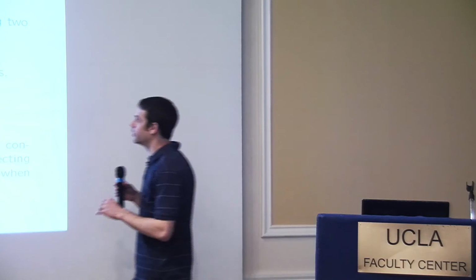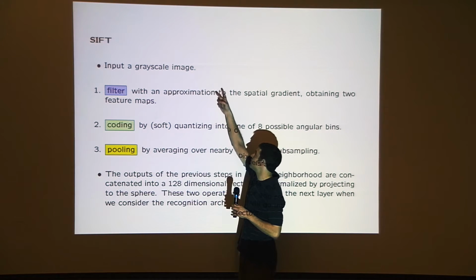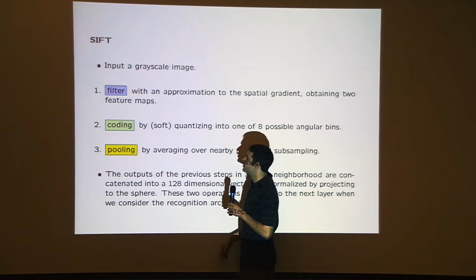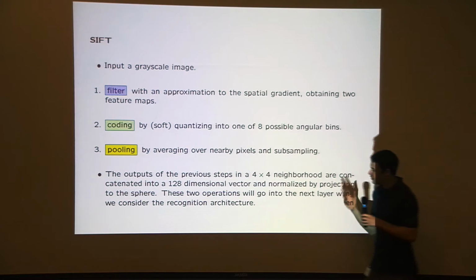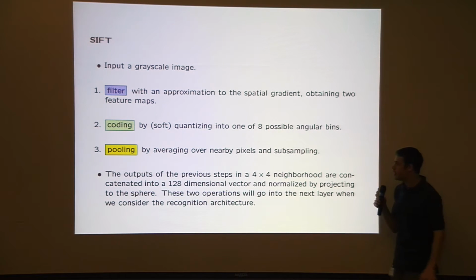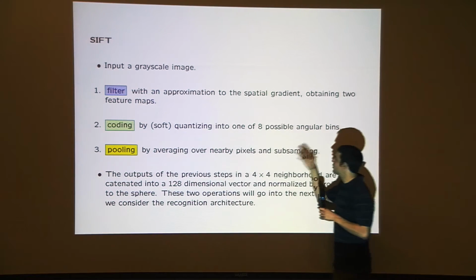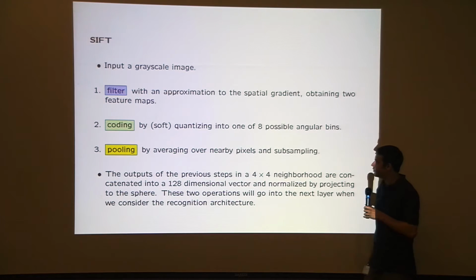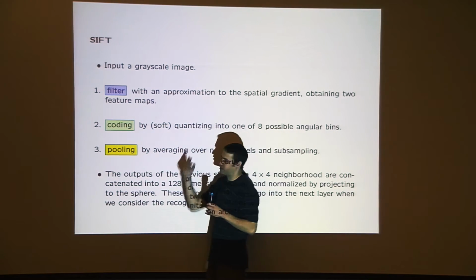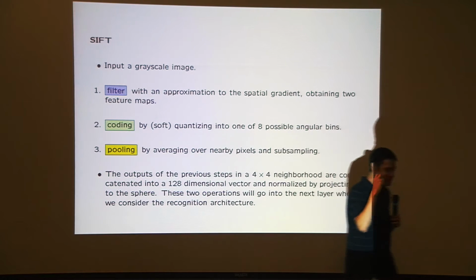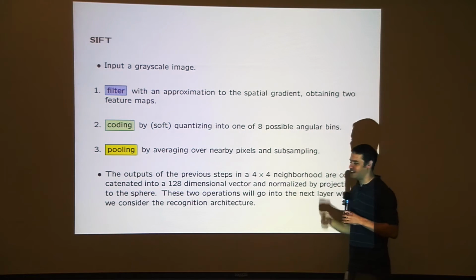So how does SIFT work? You input a grayscale image, and for the normalization, there was a brown box there. The brown box is empty; you don't actually normalize the image. You filter the image with an approximation to the gradient. You code it by soft k-means, so there are essentially 8 angular bins. It's a soft k-means for the second step with some very carefully engineered parameters that are super important. It's the only time I've ever seen the L9 norm.